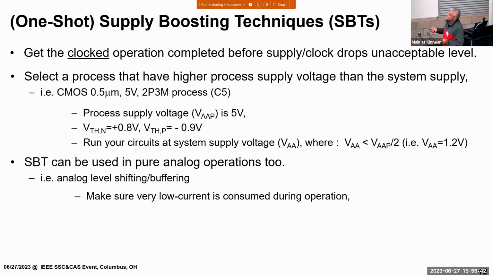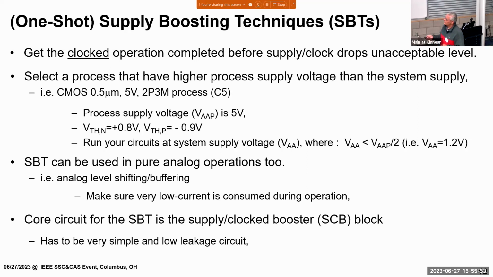Obviously, as I said, you can use pure analog operations too. Like level shifting is one of the most power efficient operations that you can have. As long as you make sure that you have used low current levels, you can buffer signals through simple electronics very fast. Avoid the op-amps, but use simple level shifters of CMOS, okay?